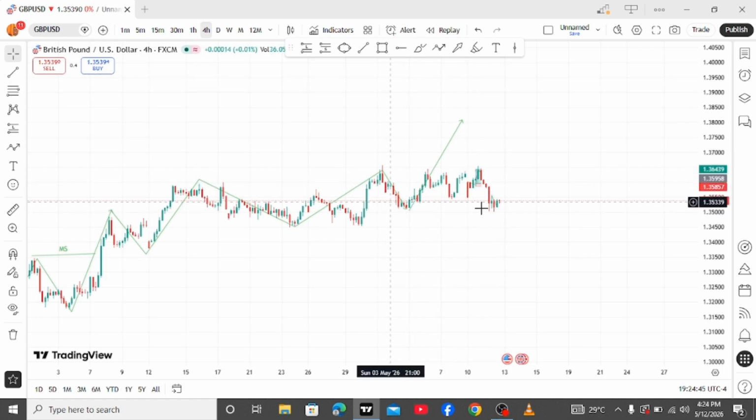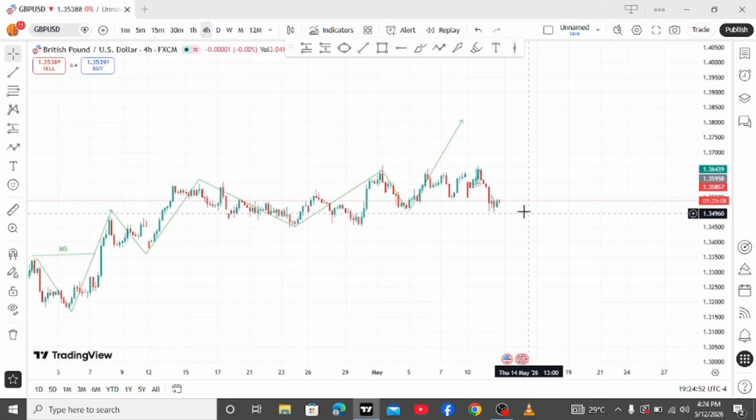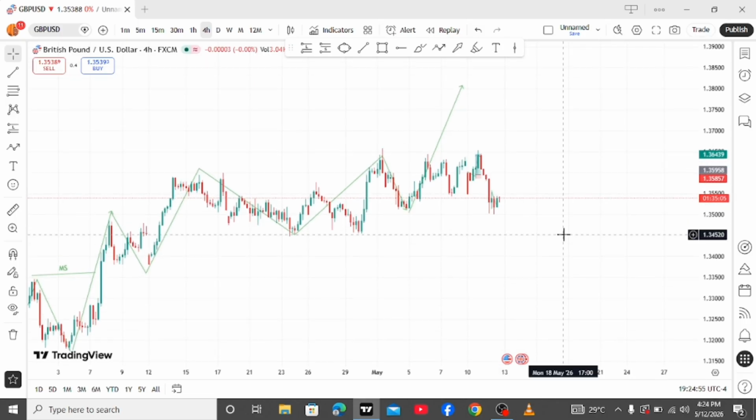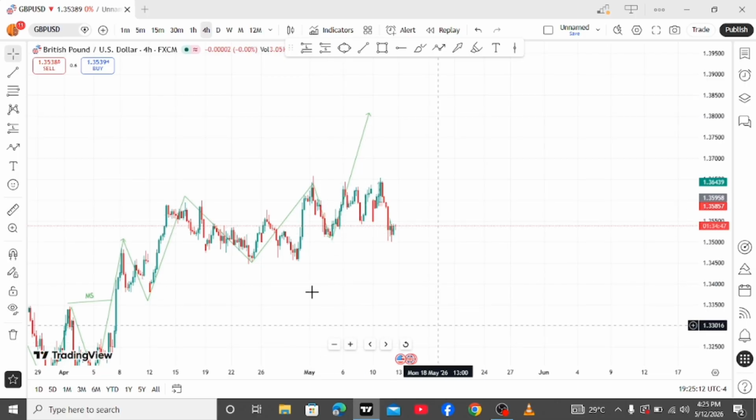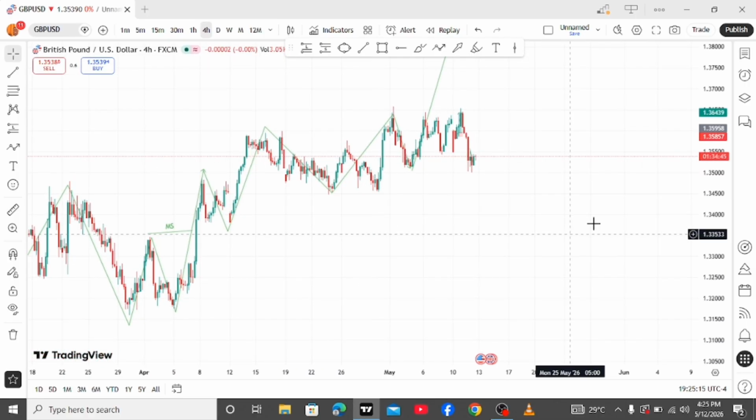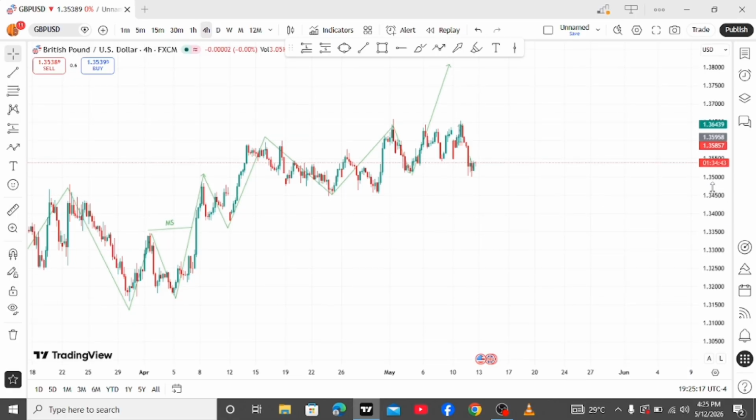This is just a consolidation, and if you don't know what a consolidation is, it's when the market is just moving sideways. It's neither going up or down. This is a consolidation. It just goes up, goes down, goes up. So we're expecting a sharp move to the upside. Why? Because we are in an uptrend. So this is how support and resistance works.